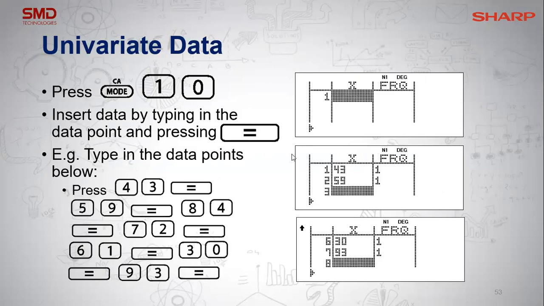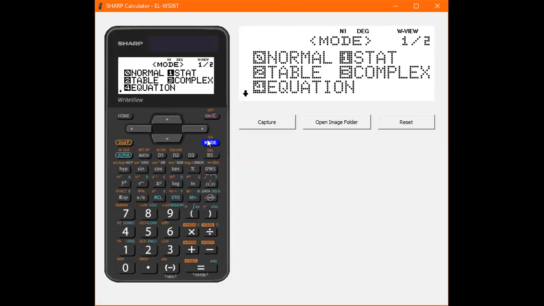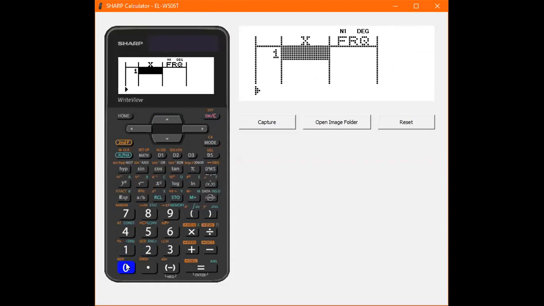Let's talk univariate statistics and linear regression. So to get to stats, we're going to press mode and 1 for stats, and then we're going to choose 0 for single data. And what we'll do is we'll just type in some values. I'm just going to make them up randomly. So they won't be in any shape or form.